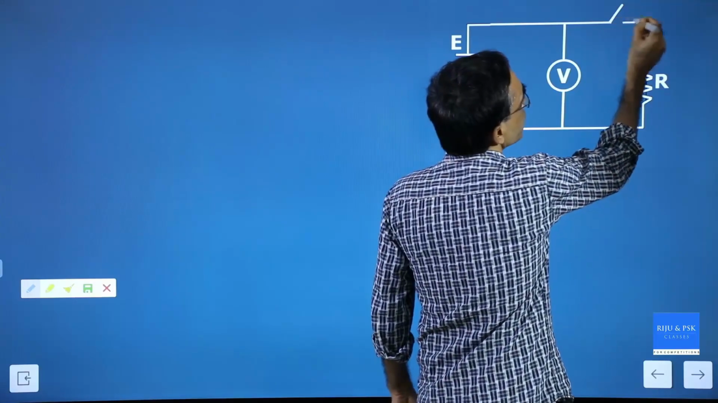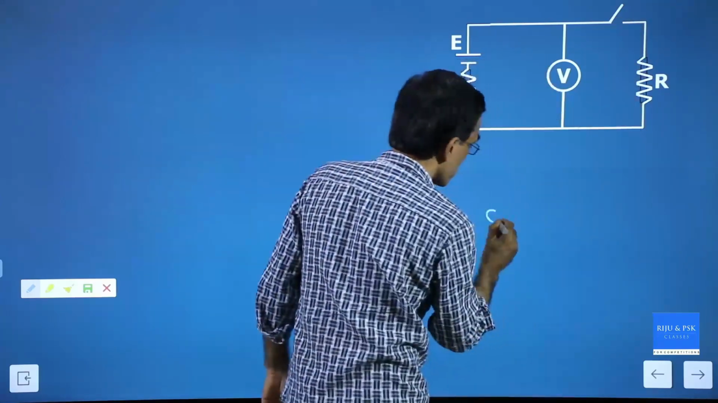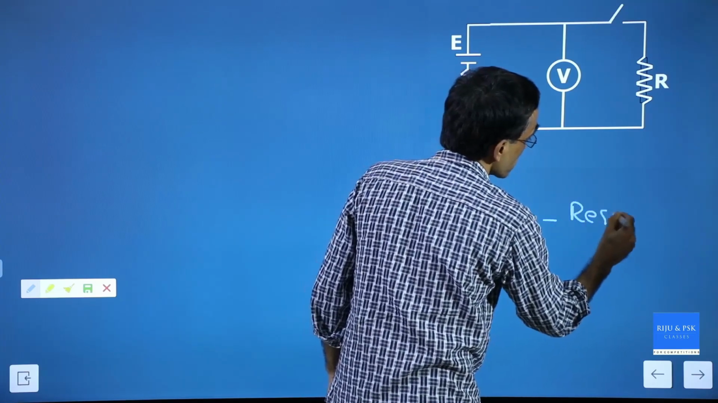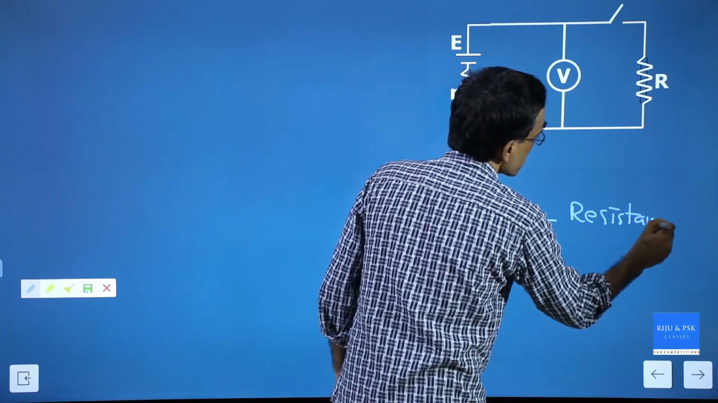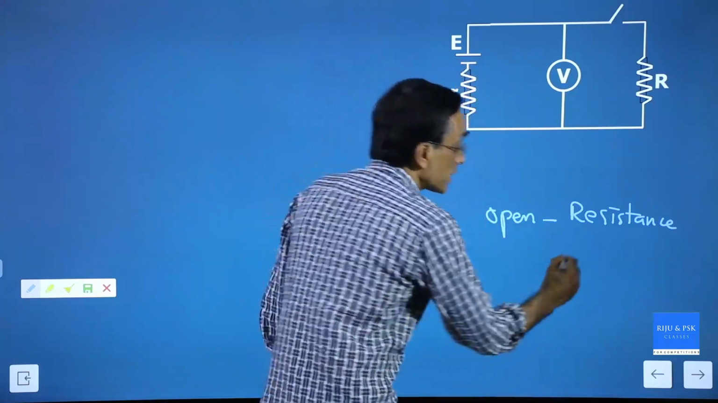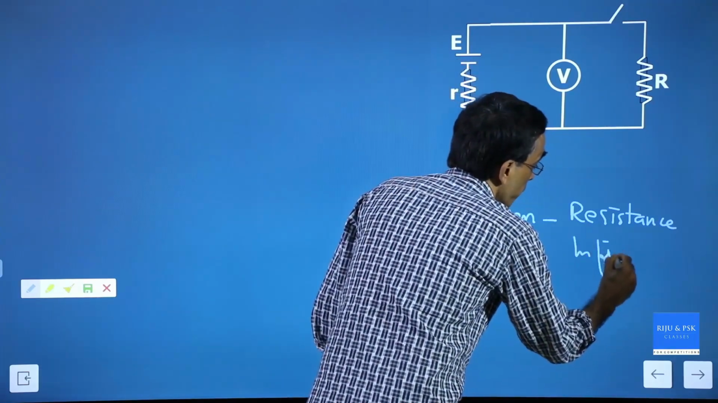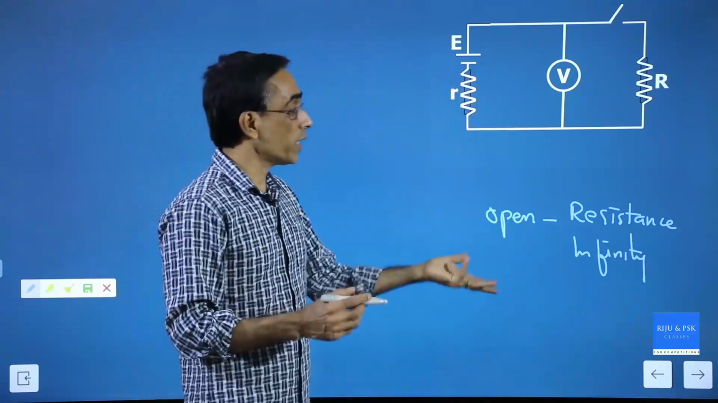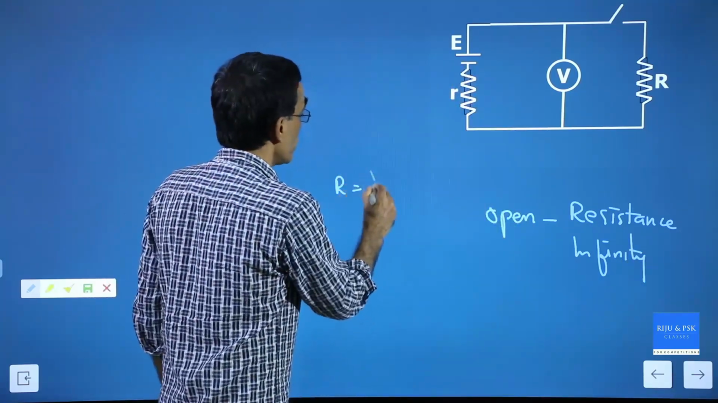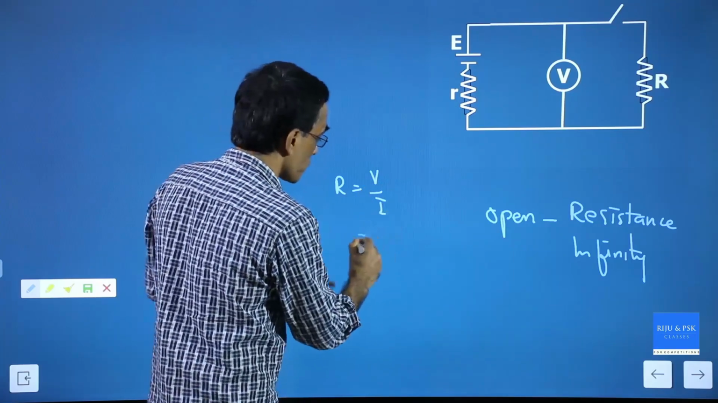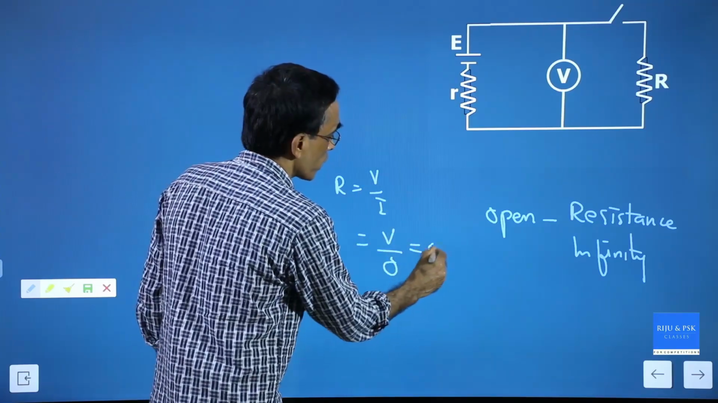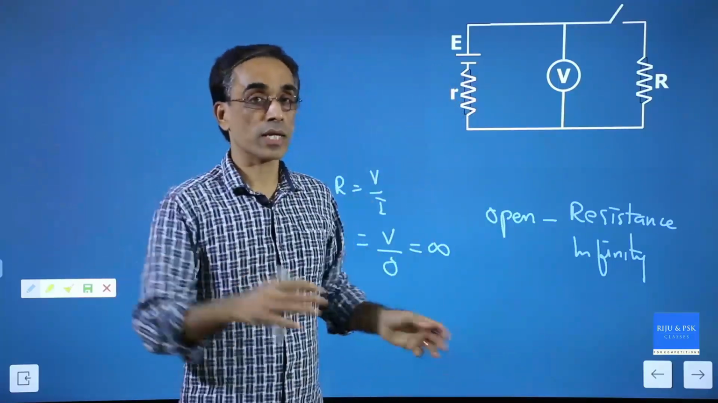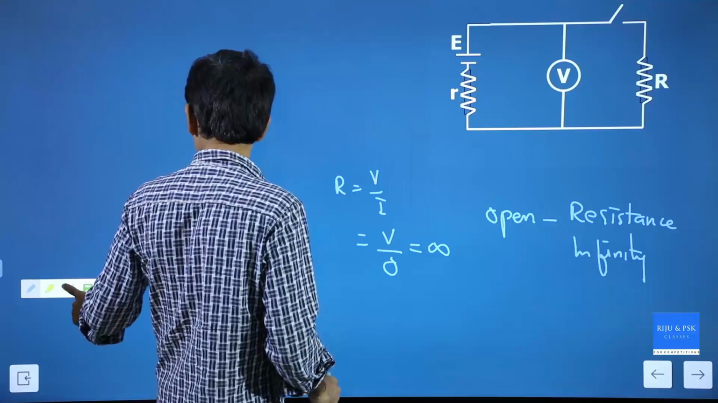If a circuit is open, if some part of the circuit is open, then how much is the resistance? Resistance is infinity. At that open point, resistance is infinity because there is no current flowing. We know R is equal to V by I. So I is equal to 0, so that is V by 0, which will give you infinity. So if there is no current flowing somewhere, then the resistance is infinity. This should be kept in mind.